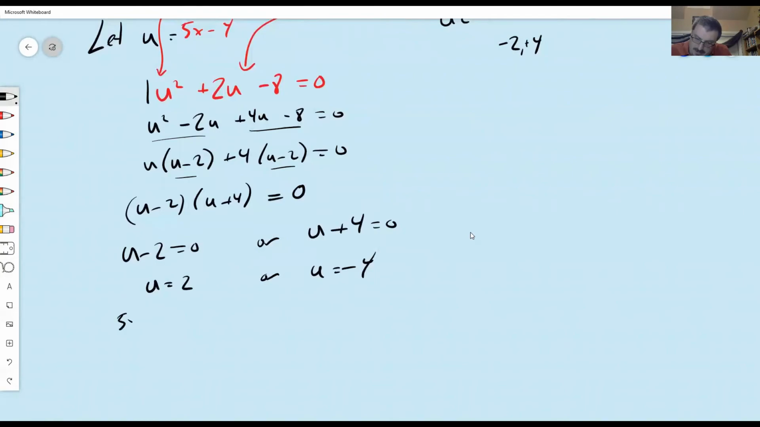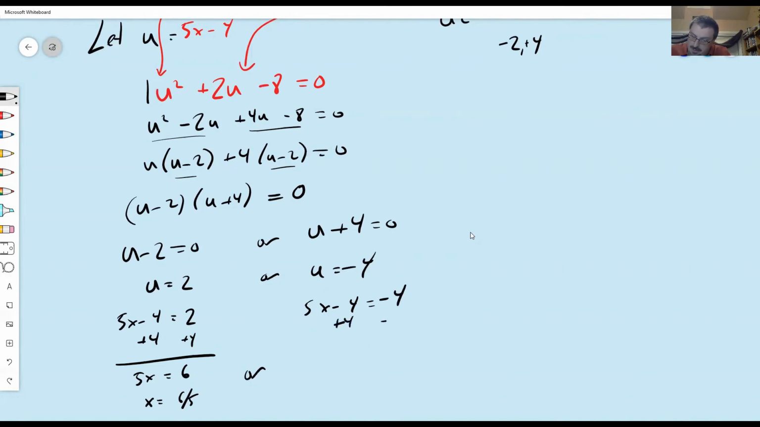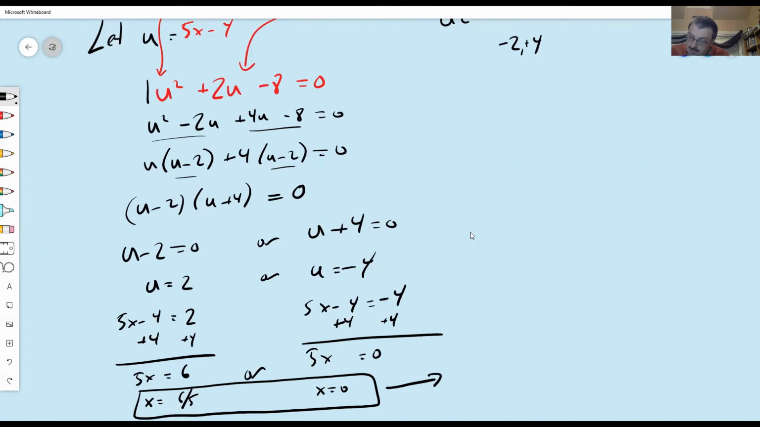So I have 5x minus 4 equals 2. 5x minus 4 equals minus 4. Plus 4 plus 4. 5x equals 6. x equals 6/5. Plus 4 plus 4. 5x equals 0. x is 0. Or if you want to write it as a solution set, 0, 6 over 5 is my solution set.